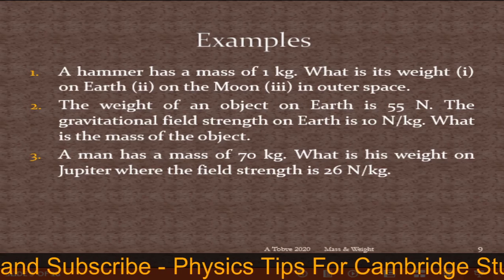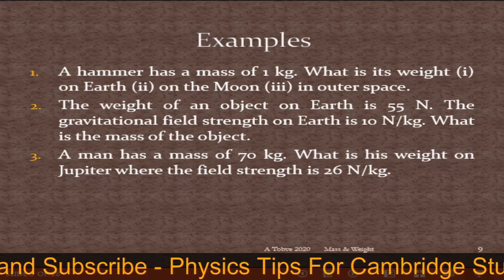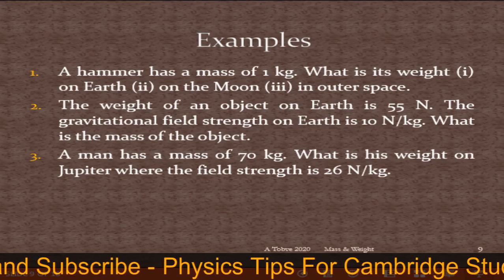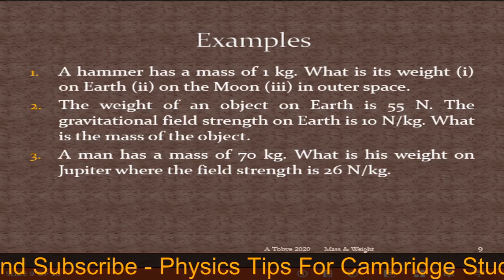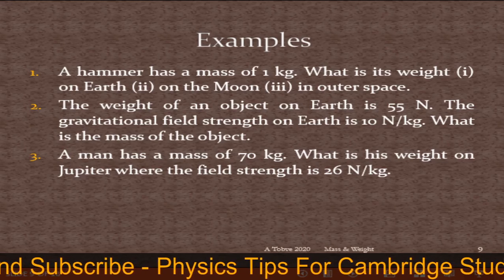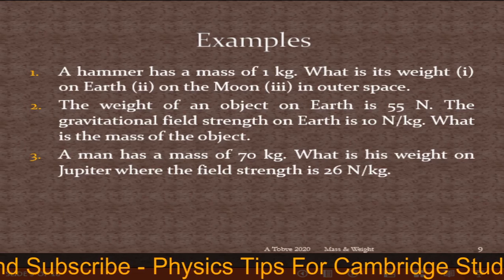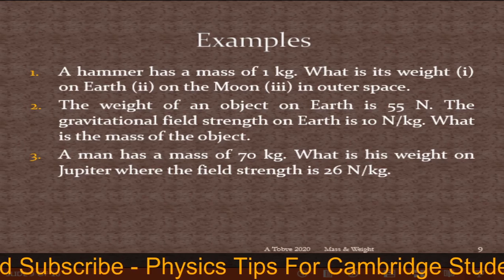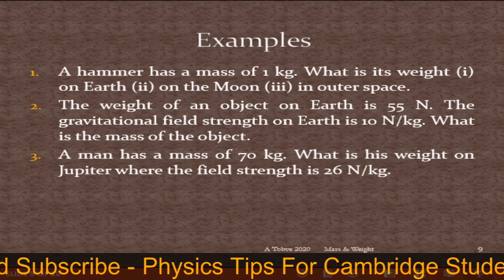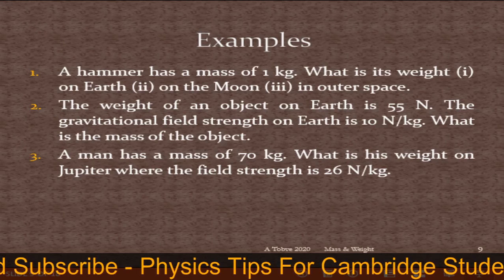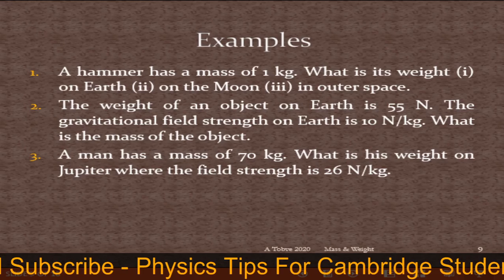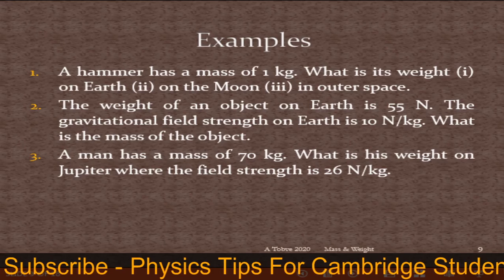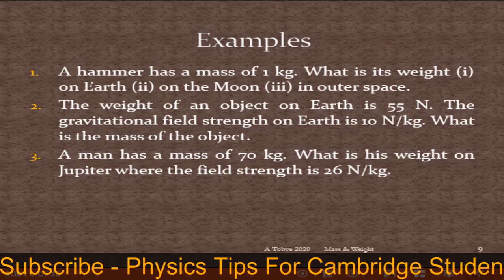Now, the weight of an object on Earth is 55 newtons. The gravitational field strength on Earth is 10 newtons per kg. What is the mass of the object? Now, our formula is W is equal to mg, which means that we can make m the subject of the formula and it becomes W over g. Please do write this down so that you don't get confused. You could form a formula triangle to help you understand. So W over g will be 55 over 10, giving you 5.5 kgs.